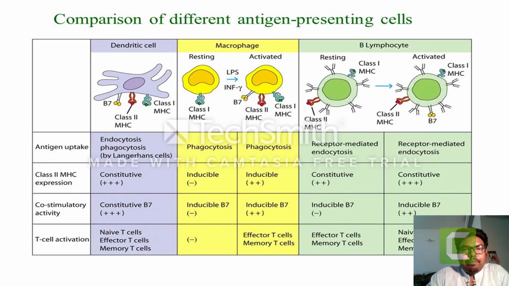So in this slide, we have compared the different antigen presenting cells, especially the dendritic cells, macrophages, and B lymphocytes. You see, the dendritic cells are the most potent of all the antigen presenting cells because they can uptake the antigen either by endocytosis or by phagocytosis. The class 2 MHC expression on their cell surface is constitutive in nature. They also show B7 molecules which are required for co-stimulatory activity, and they can activate naive T cells, effector T cells as well as memory T cells. The rest of these two cells lack many of the properties which were shown by the dendritic cells.